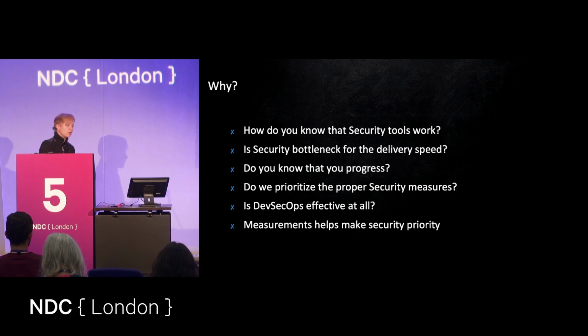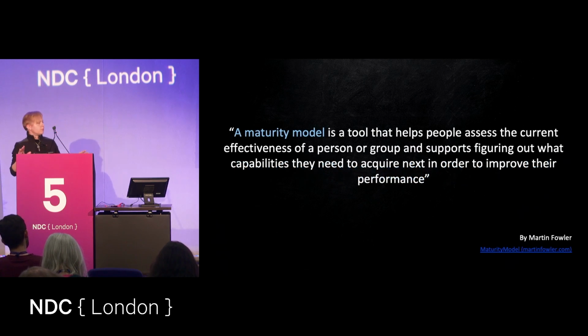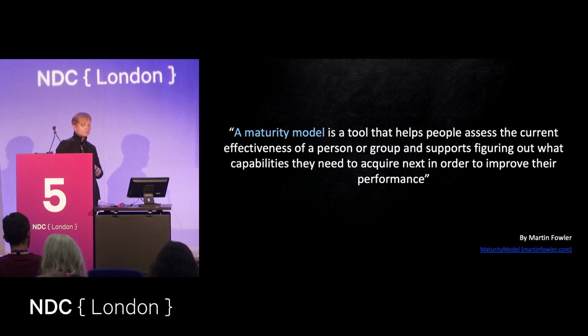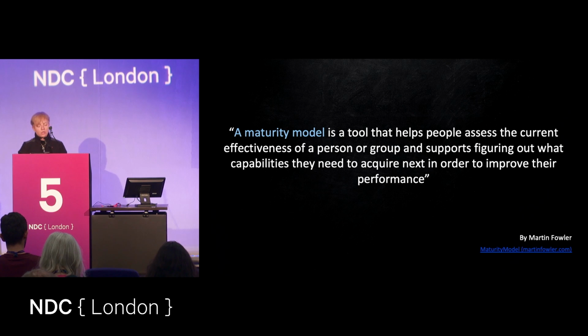So I hope by now I have convinced you that we need to do the measurements. Then the question is, how should we do that? One of the popular ways is to build a maturity model. How many of you are familiar with the maturity model principles? Good. And there's one famous guy, Martin Fowler, who has defined very well what a maturity model is. In essence, it helps you to assess the current effectiveness, maybe of the people or the process, and then it helps you to figure out what capabilities are needed to support the next steps to improve your state.